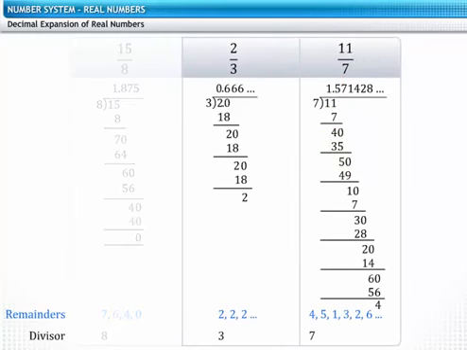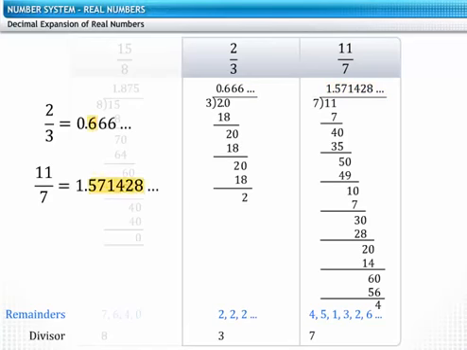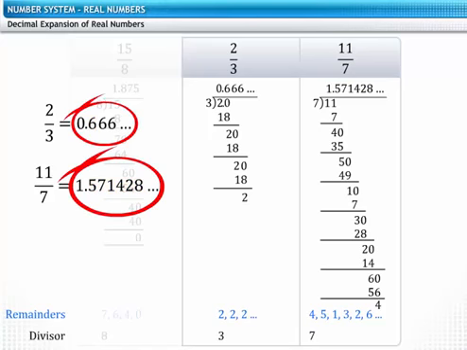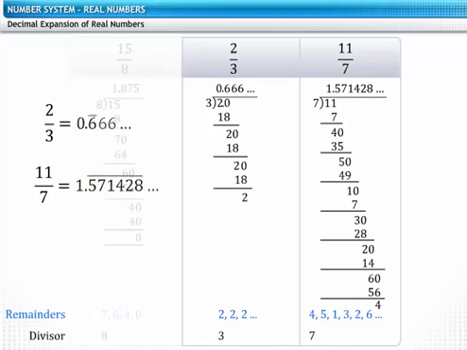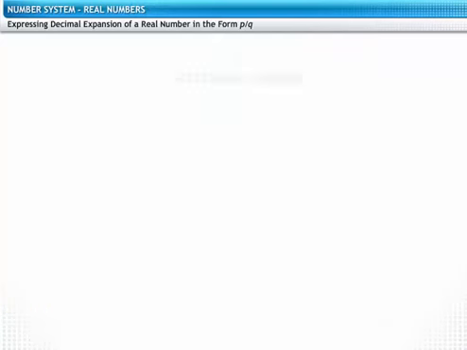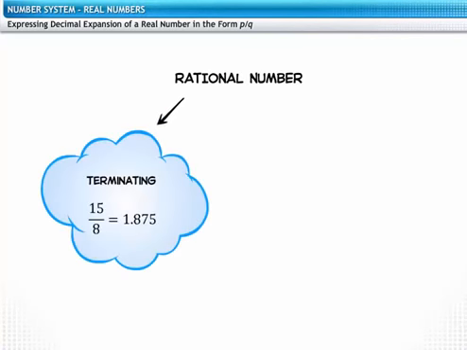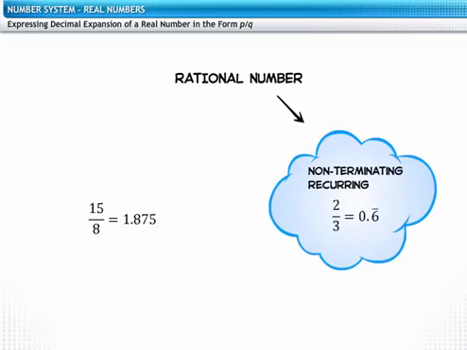In the second and third case, the remainder never becomes 0. In these divisions, the remainders repeat after a definite stage. Here, these blocks of digits repeat in the quotient of the divisions. We say that these expansions are non-terminating recurring. Commonly, we represent the recurring digits in the quotient with a bar on top of it. We read this as 0.6 bar. All rational numbers can be expressed either as terminating decimal expansion or non-terminating recurring decimal expansion.